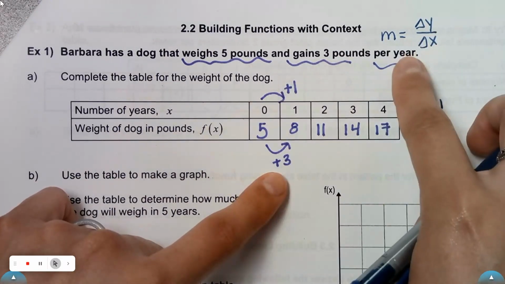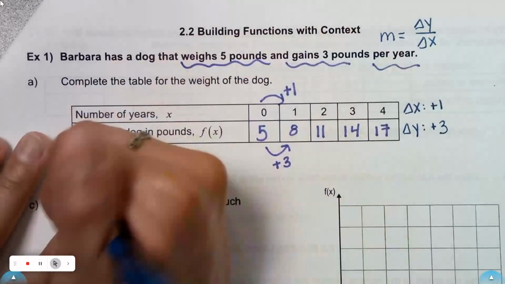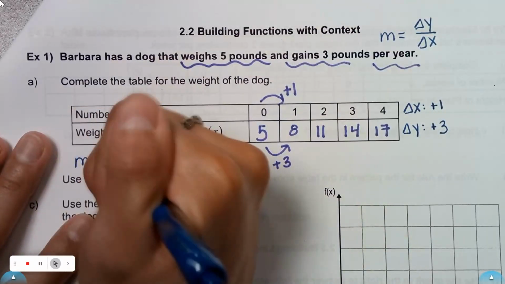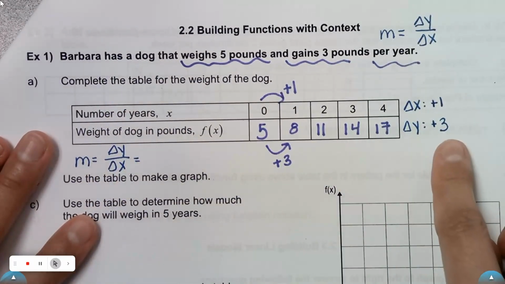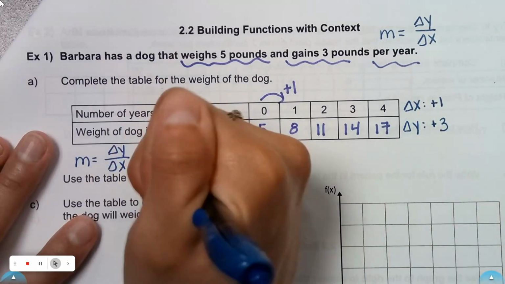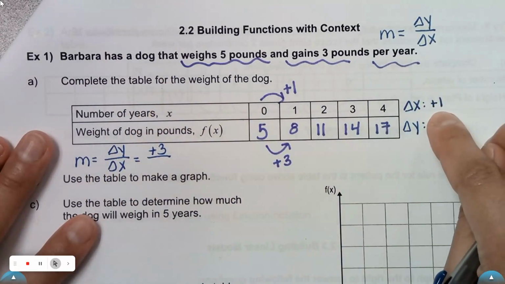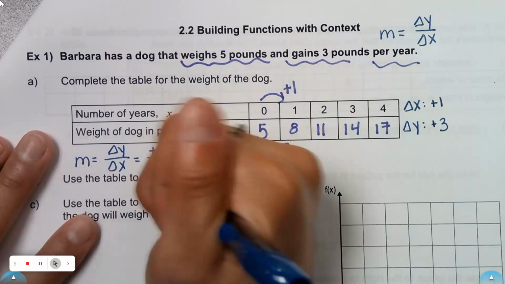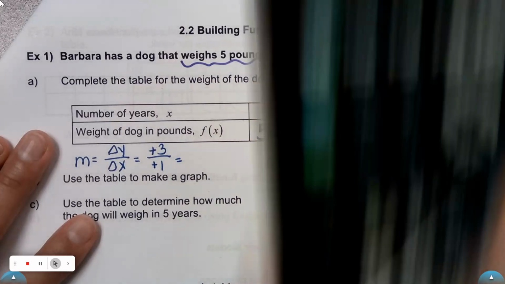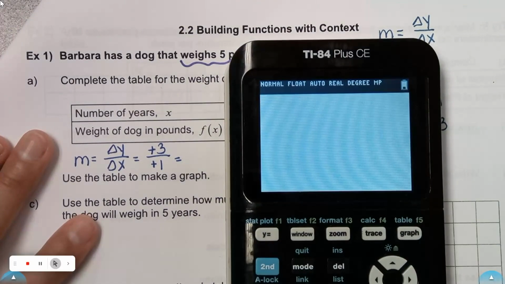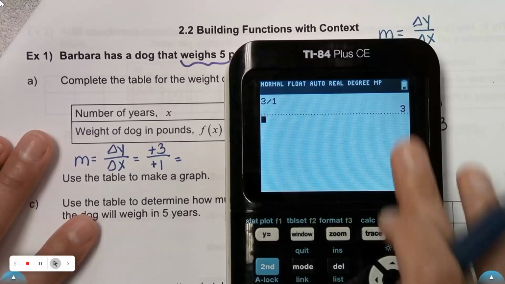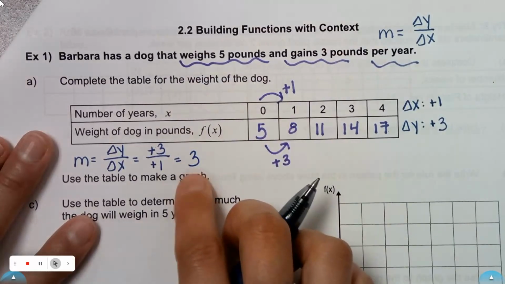Okay, in order to figure out what my slope is, I'm always going to do my y over my x. I know that my y is 3, so I'm going to write plus 3. I know that my x is 1, so I'm going to write plus 1. The last thing I'm going to do is divide those and see if it simplifies into something smaller. So 3 divided by 1, I get 3. So my m here is 3. That will be helpful later on.